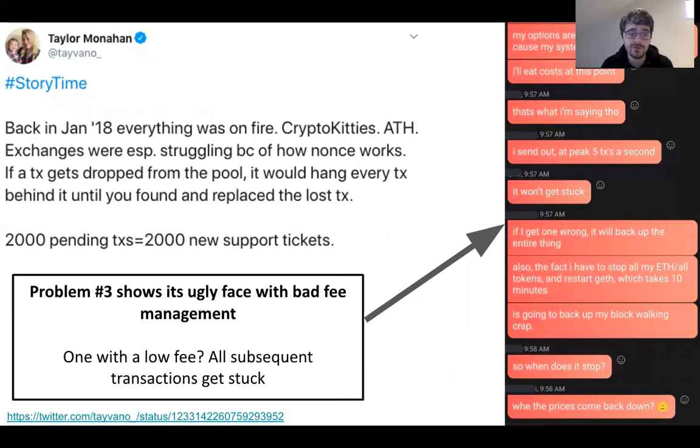Now, as part of this story, Taylor and a few others were on this, I believe, Skype or Telegram chat, maybe that's more Skype, with some exchanges. And the exchanges are sending 5 transactions a second. Now, problem number 3 arises. The exchanges are sending thousands of transactions, but at the very start of the queue, there's a transaction with a really bad fee. And because it has a bad fee, it stops all the other transactions getting in the blockchain. So that's really frustrating. Problem 3 has now reared its head.